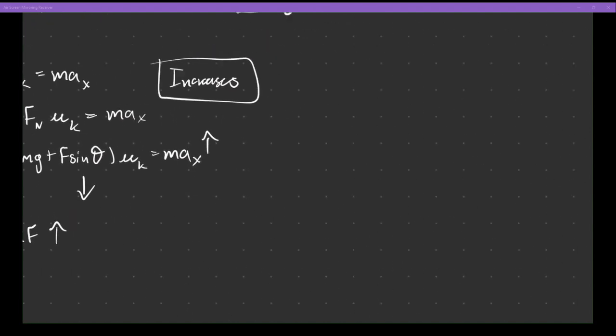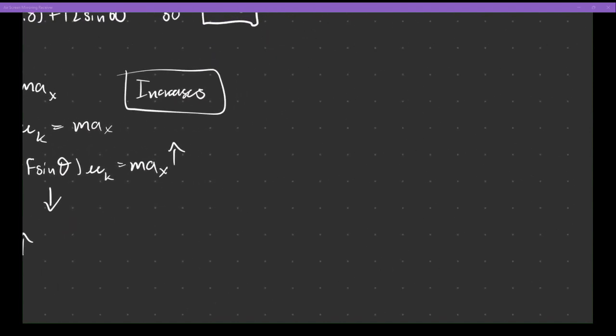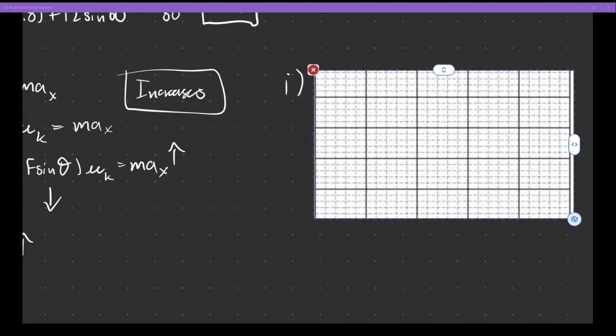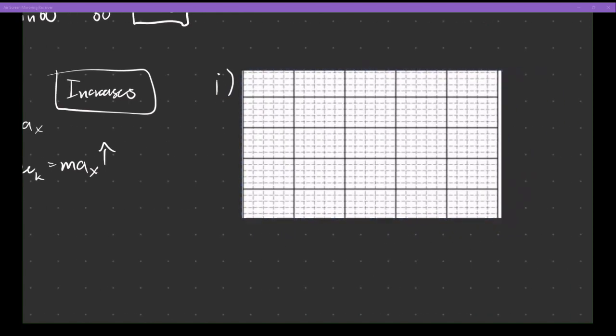Alright, now for part I, it just asks to draw what the graph for the acceleration versus time looks like. Sketch the shape. So let me plug this in real quick. I'm going to label this graph t in seconds, and this is a in meters per second squared. And so the graph is a constant horizontal line because the acceleration never really changes.